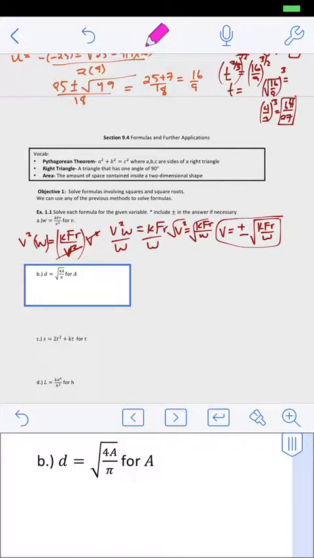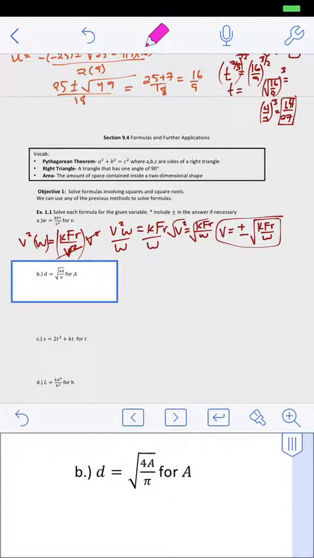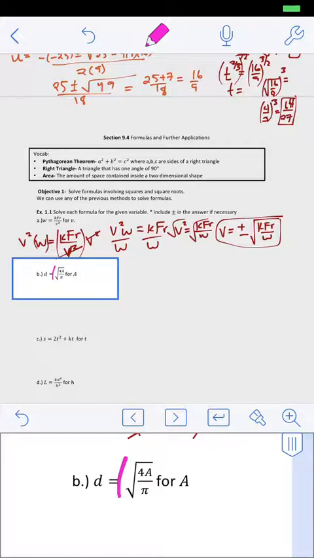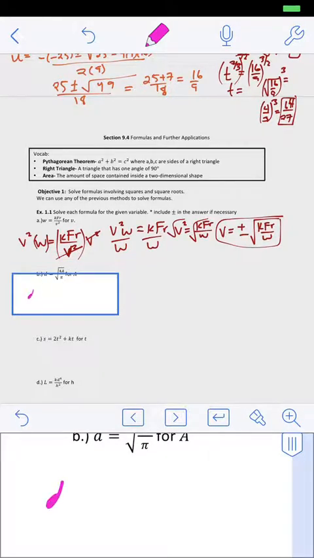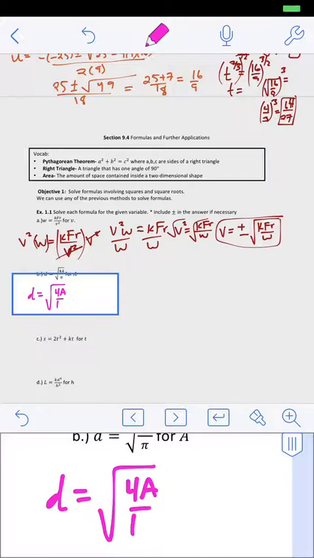Let's do the next one. Solve D is equal to the square root of 4A over pi for A. Well, to begin, A is stuck under the radical, so let's get rid of that radical first. That's really kind of the farthest thing from the variable. So D is equal to the square root of 4A over pi, right? So I'm going to square both sides.